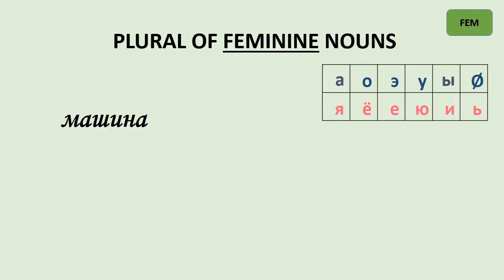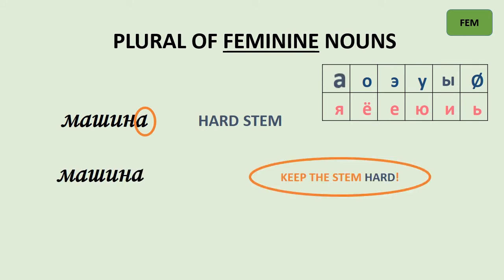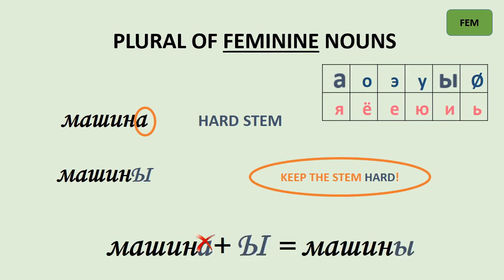Now let's look at some feminine nouns. The word машина ends in а, so we know that the stem is hard. In order to make the word plural and keep the stem hard, we need to get rid of а and add ы. So машина minus а plus ы equals машины.